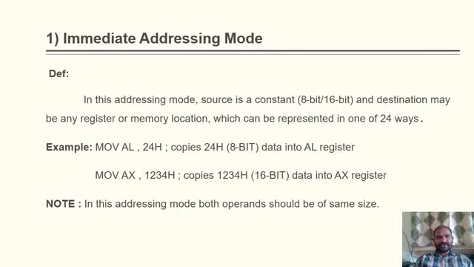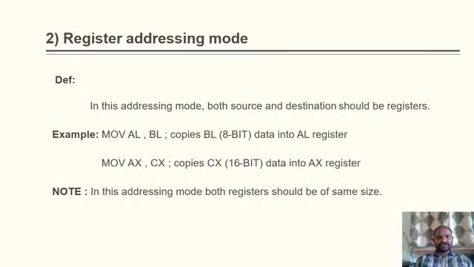We have seen one of the operands is a constant. That operand is always the source. And the next one is the register addressing mode. In this addressing mode, both the operands should be registers and both should be of the same size. And also we have seen the rules and regulations, what kind of registers can be there at the destination position, all those things in the last class.